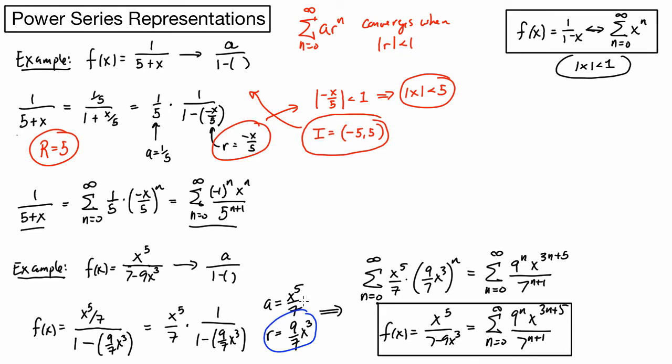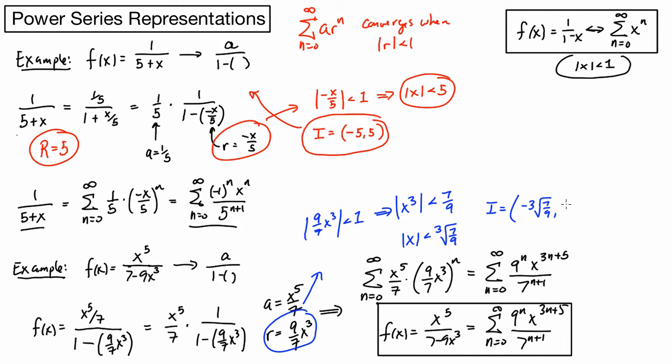Well, down here, our ratio is 9/7 x cubed. So I've got to keep 9/7 x cubed less than 1 in absolute value. But if I do a little bit of algebra here, that's the same thing as x cubed in absolute value less than 7/9, or x in absolute value less than the cube root of 7/9. So my interval of convergence here will be from minus the cube root of 7/9 to plus the cube root of 7/9.